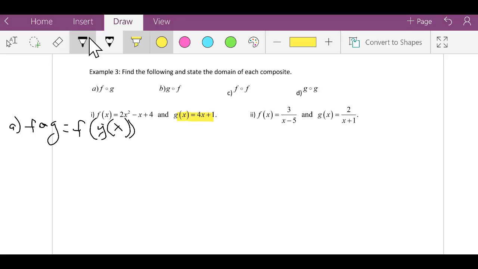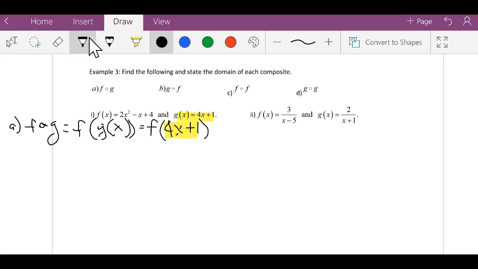So what we're going to do is plug into f. Your input's no longer just an x value for f. The input for f now is 4x plus 1. And I do apologize for this funny writing. I feel like I'm in kindergarten. It looks like preschool writing. Okay, so that means every time you see an x in your f of x, you are now replacing it with this, okay?